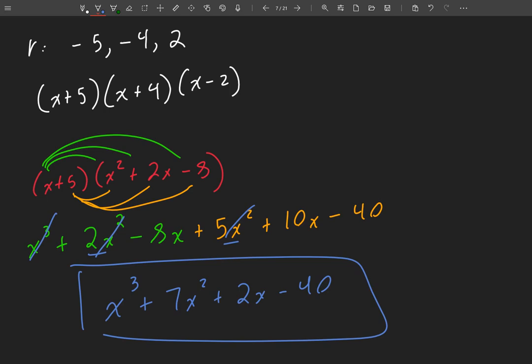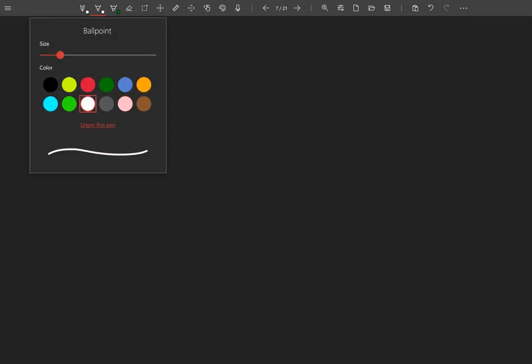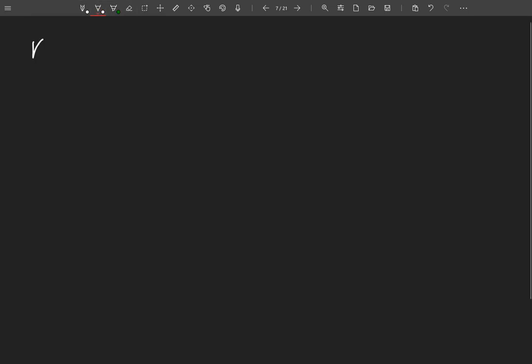Okay, let's do another one. I'm going to do a lot more. We need practice. We need lots and lots of practice. All right, you guys do this one. Let's do roots of 4 and 6 and -2. Let's try that one. You give this one a shot. Please do it on your own. Practice multiplying all that stuff out, and then come back and see how you did.